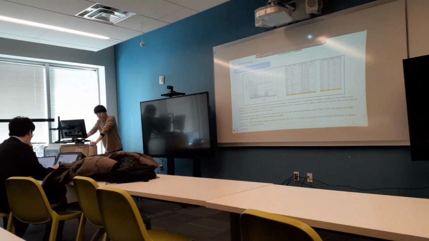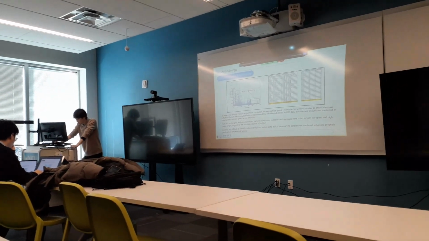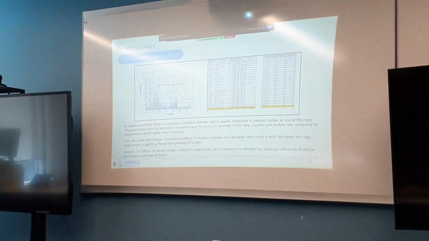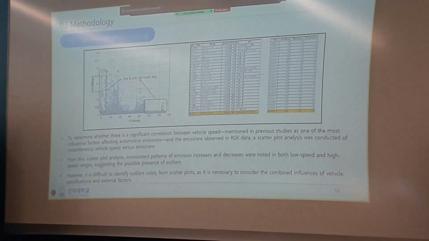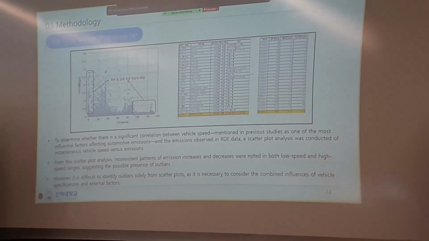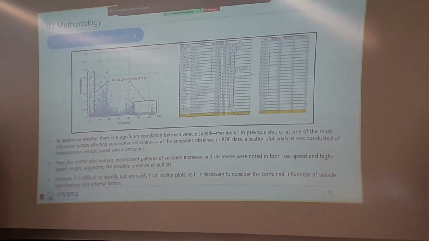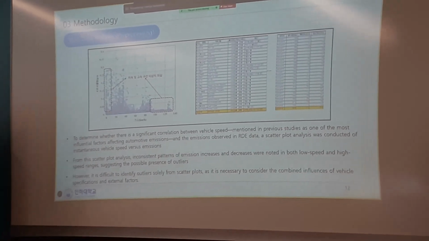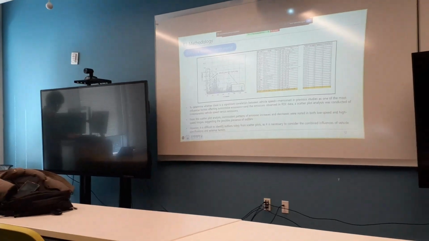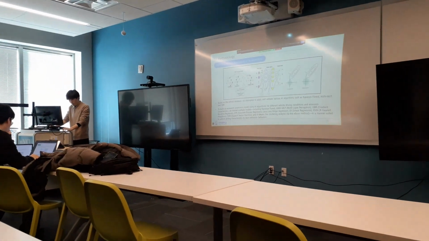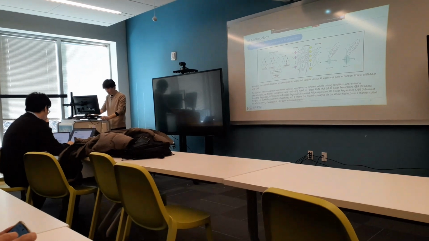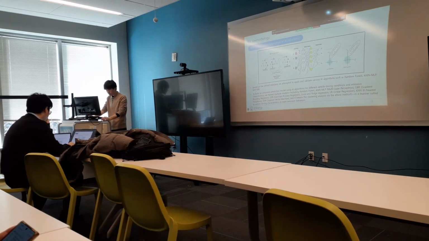Since outliers cannot be determined solely based on scatter plots, and emissions are influenced by complex relationships involving vehicle specifications and external factors, it was concluded that applying advanced outlier detection algorithms in AI models incorporating multiple variables would be more effective. So we also defined a database with multiple AI algorithms.